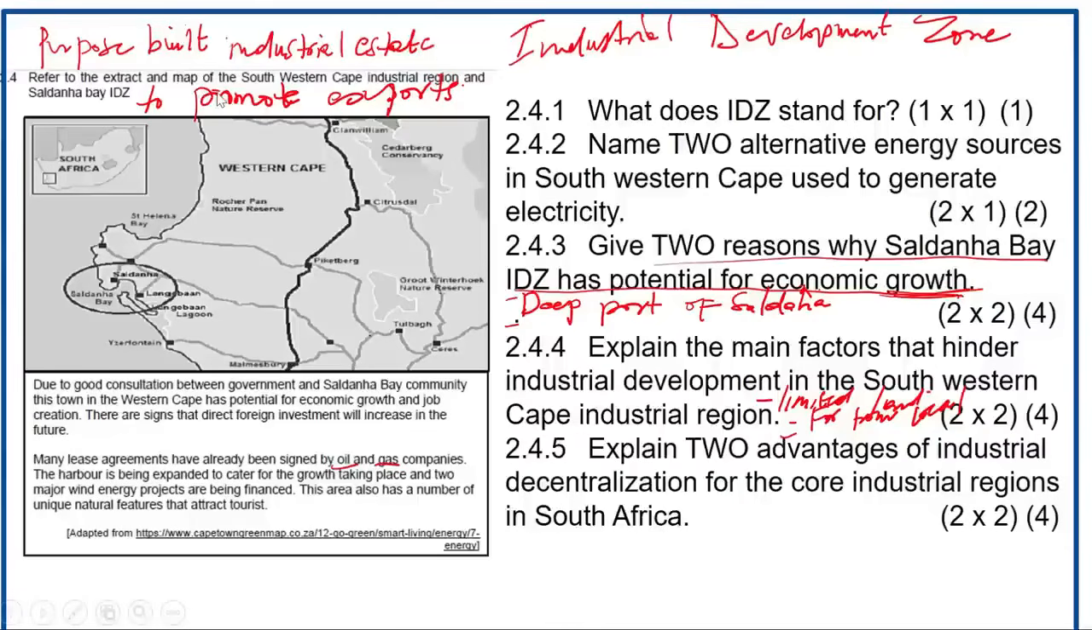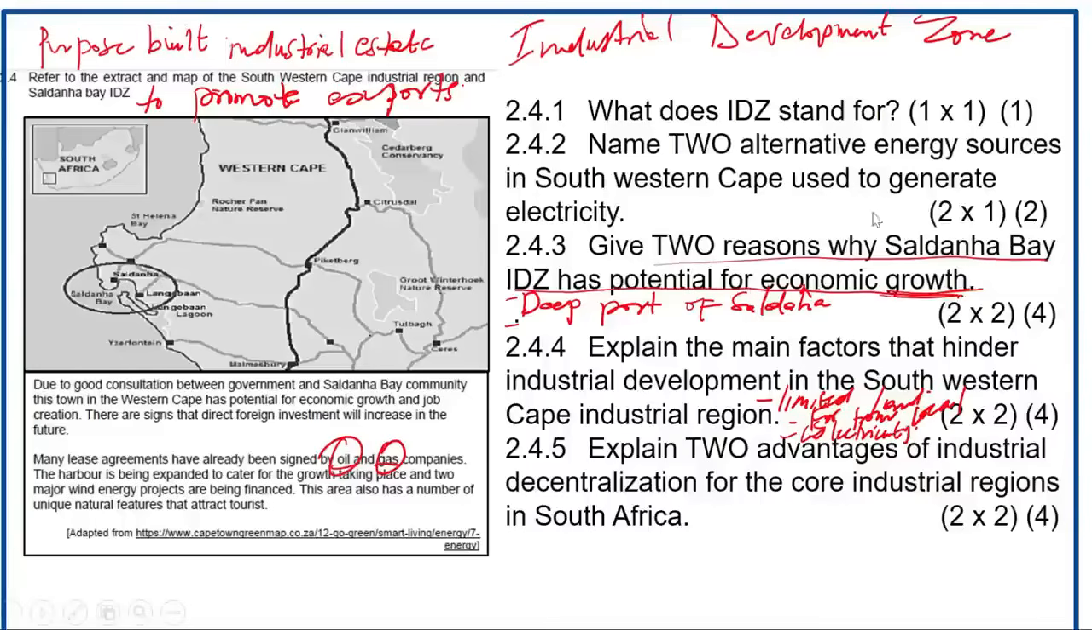So it is far from the local market. Another one is the oil and gas companies that are providing electricity. It is far from the coal fields, and therefore the electricity from Eskom becomes a problem. Another problem there is the source of energy. Another challenge there is electricity.